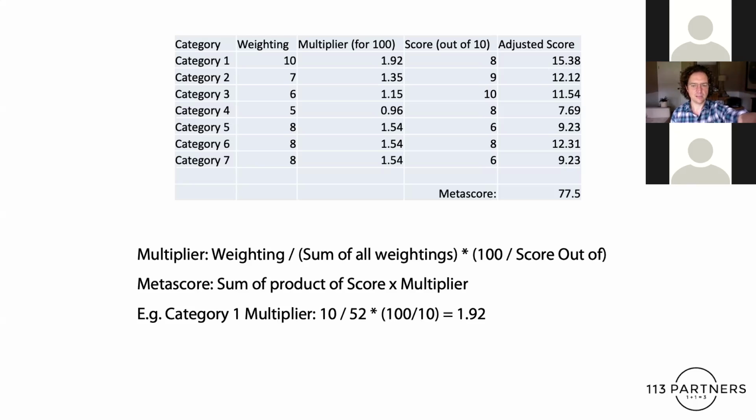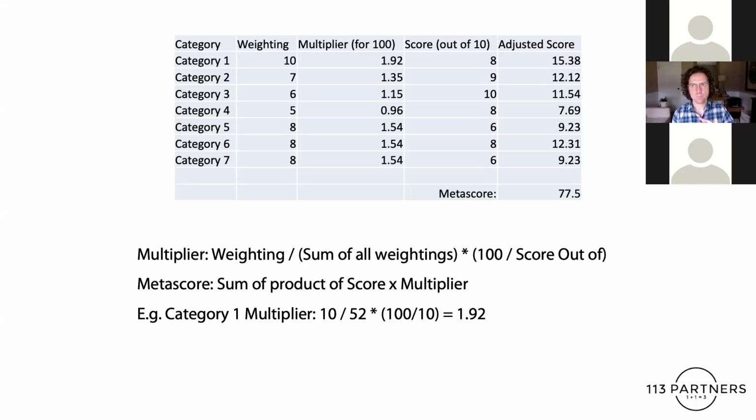And then we're going to multiply that by whatever our score out of 100 is. So in this instance, we're scoring it out of 10, so we divide 100 by 10. So it's our weighting divided by the total of all of our weightings, multiplied by, in this instance, 10. So 10 over 52 times 10 equals 1.92. So that's the weighting average there.